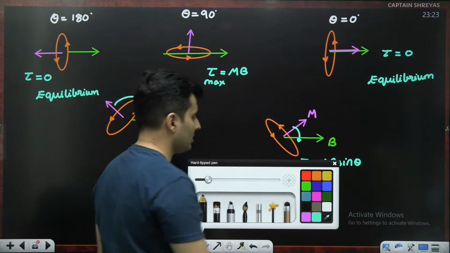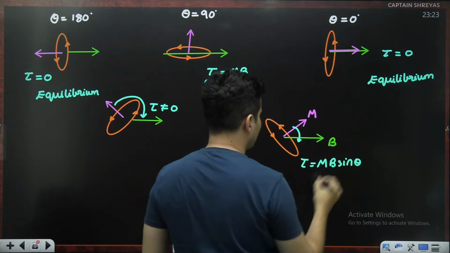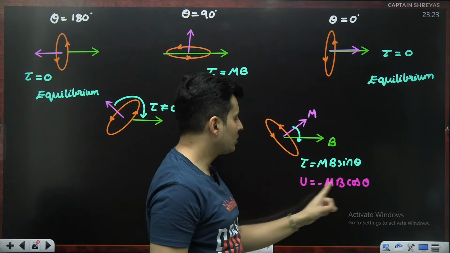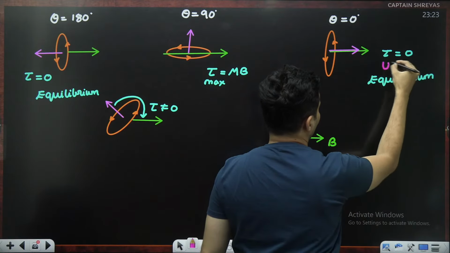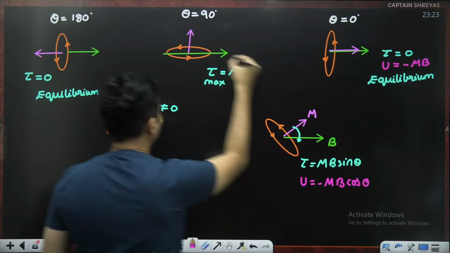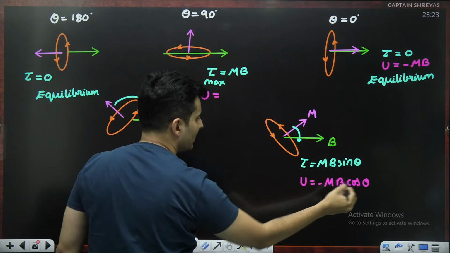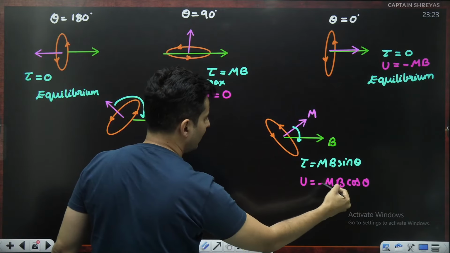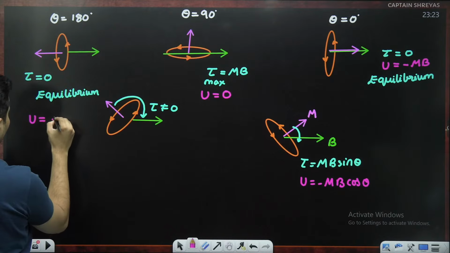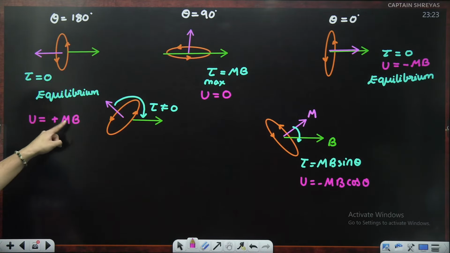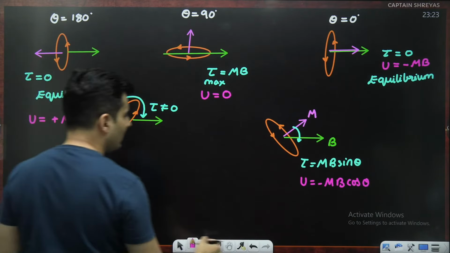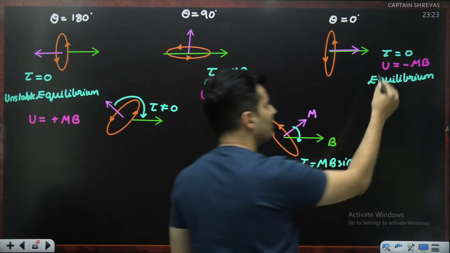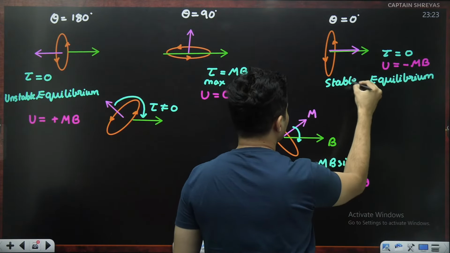Now, if you look at the potential energies in every scenario, the potential energy will be minus mB cos theta. Cos 0 will be 1, so the potential energy will be minus mB. Here, theta is 90, cos 90 is 0, so potential energy will be 0 joules. Here, if you put theta as 180, cos 180 is negative 1, negative into negative is positive, so potential energy will be positive mB. Now when the energy is more, which kind of equilibrium will it be? 100% it will be unstable equilibrium. When the energy is minimum, that equilibrium will obviously be stable equilibrium.